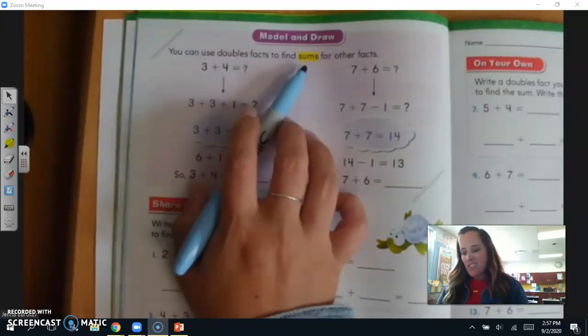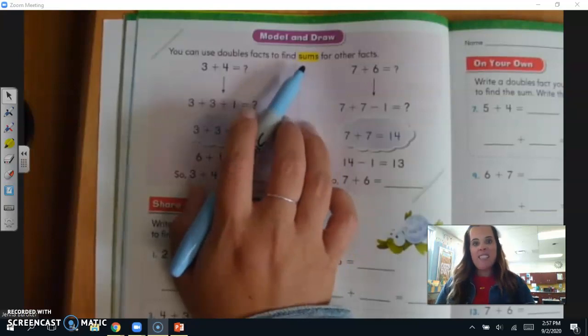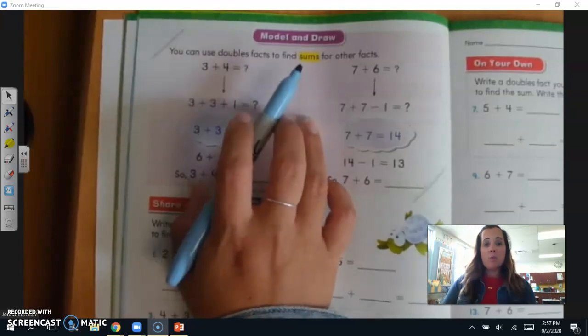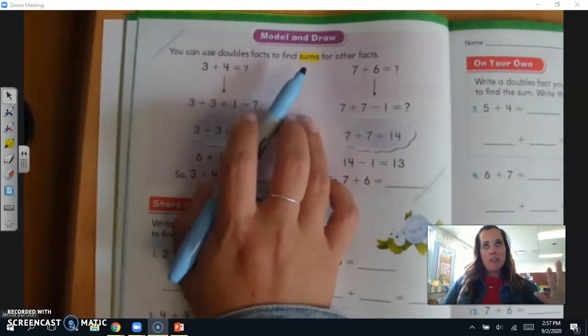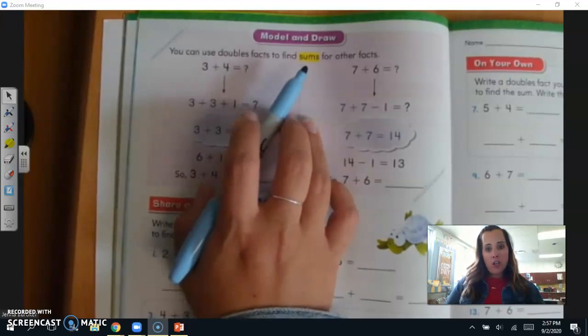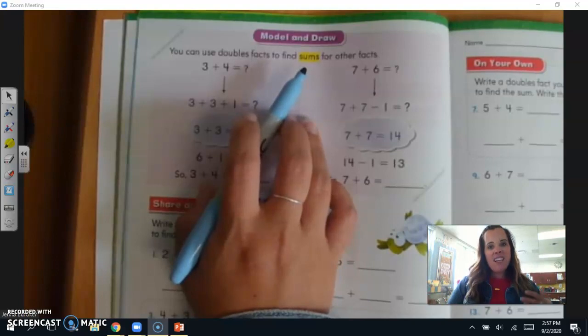Now, that word sums is highlighted. It's highlighted because that word is a super important word. We're going to be talking about sums all year long. So I want to make sure that you know what that word means. A sum is the answer to an addition problem.